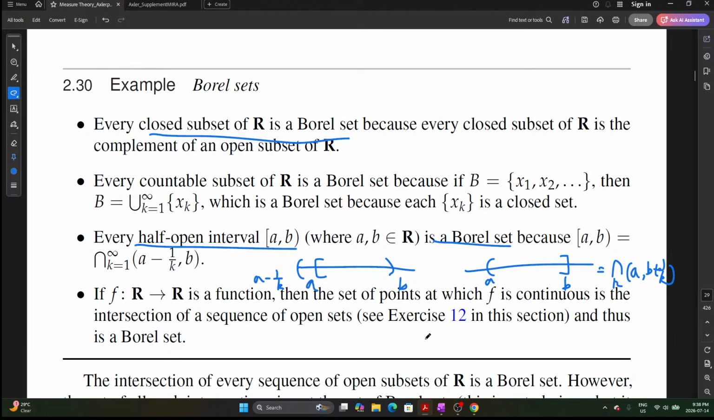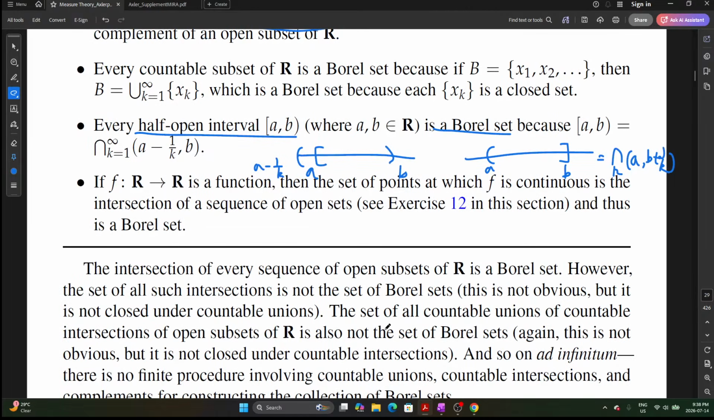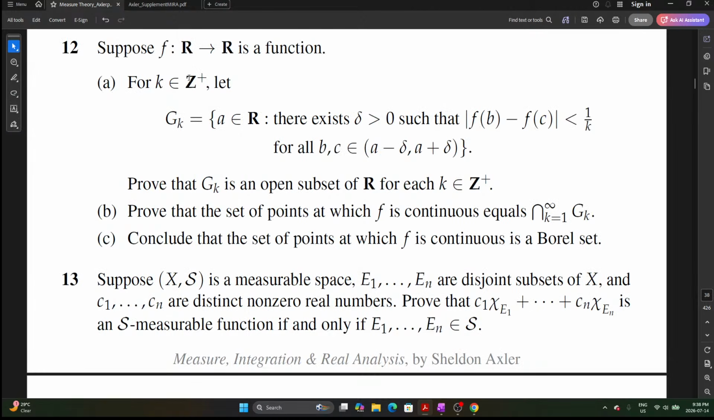So this is, hang on, the set of points at which f is continuous is the intersection of a sequence of open sets. This is exercise 12 of this section. So this is interesting. I think I'm not super familiar with this result, if at all. Okay, let's go to 12. f from R to R is a function. So this is a nice exercise. We should do that. Okay, nice.